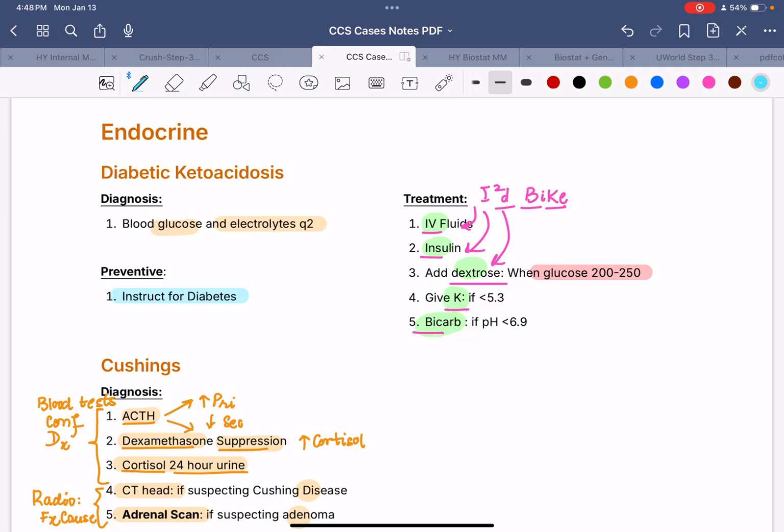Let's begin. Diabetic ketoacidosis. So you already know that diabetic ketoacidosis is a problem of hyperglycemia along with electrolyte abnormality. So therefore, in the diagnosis, we have to monitor both the blood glucose and electrolytes too early.